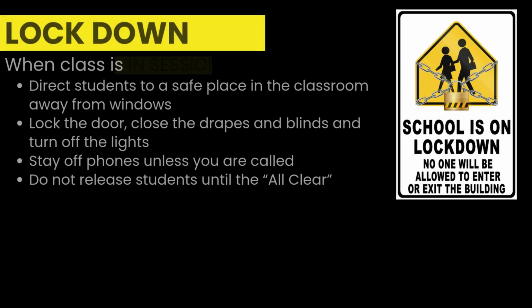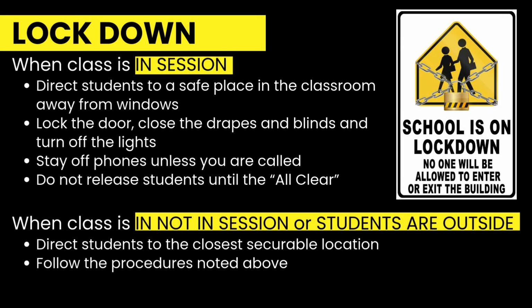If there is an active lockdown when class is in session, direct students to a safe place in the classroom, away from the windows, lock the door, close the drapes and blinds, and turn off the lights. Stay off phones unless you are called, and do not release students until the all clear is given. When class is not in session or students are outside, direct students to the closest securable location and follow the procedures noted above.